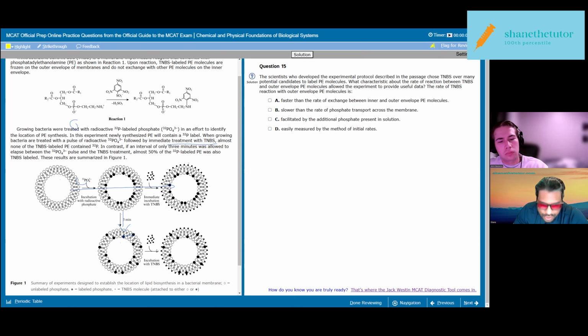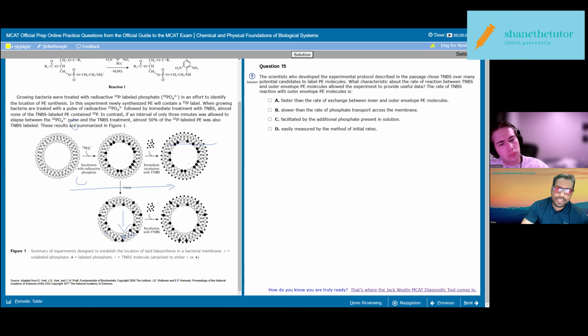Well, I guess in both cases it's only added to the outside, but if you do it immediately and it's added to the outside, it's added to the unlabeled phosphate, right? Whereas here, you give it some time, 3 minutes, for some of the labeled phosphate to be on the outside as well, so that when we incubate with TNBS, like 50% of that TNBS can attach to the labeled phosphates. That makes sense? Okay, cool.